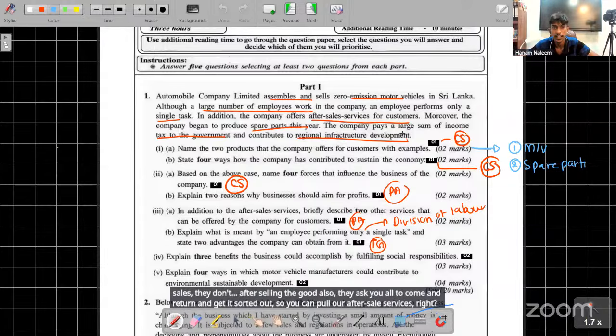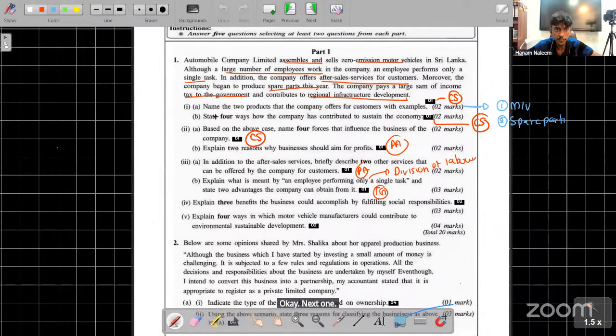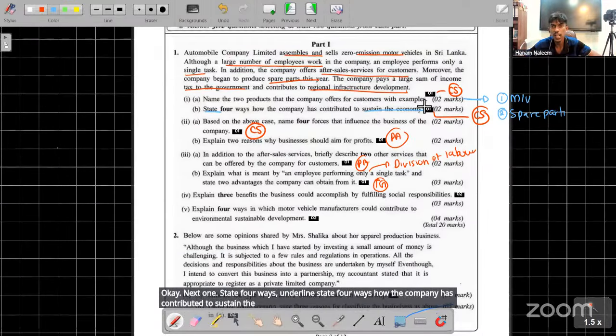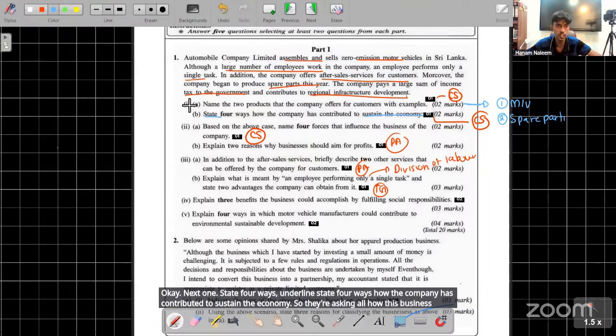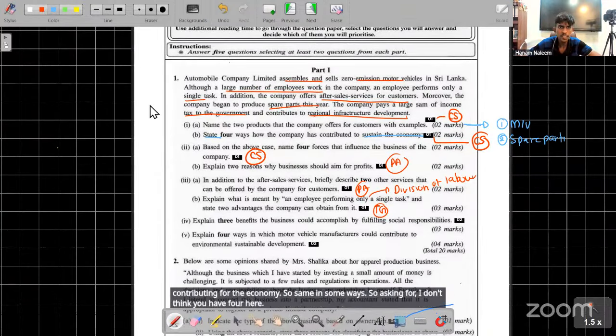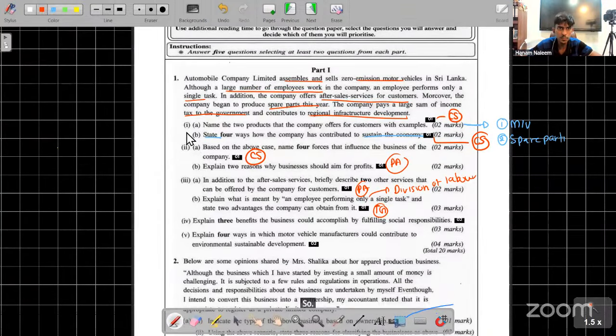Fine. Okay. Next one. Underline, state 4 ways how the company has contributed to sustain the economy. So they're asking us how this business is contributing to the economy. So asking for, I don't think we have 4 here. So the ways they're contributing to the economy are from the case study first of all. Okay, you can see the answer from the underlined word itself. But first one, zero emission. That says what? Eco-friendly. They are environmentally friendly.